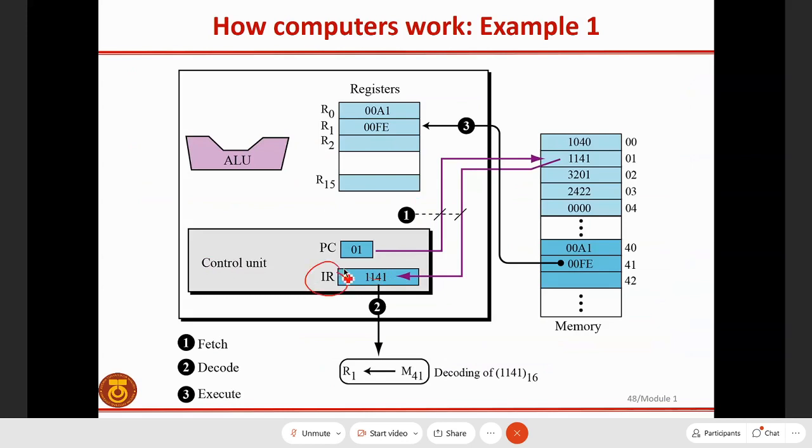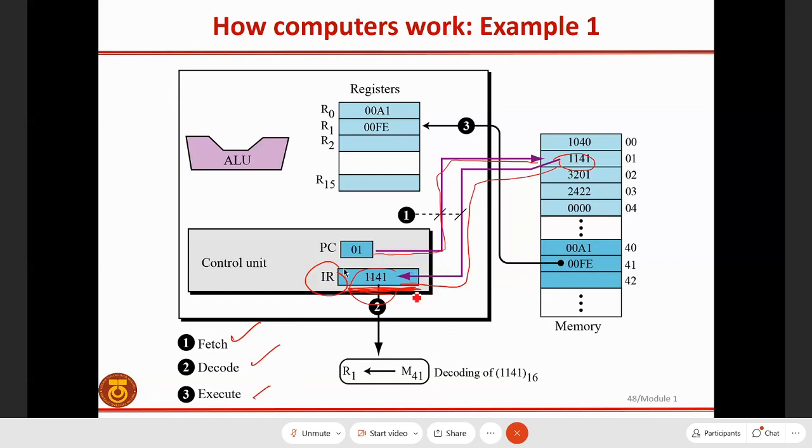Here, the instruction register is where the decode instruction is being done. So first fetch, second decode. After it fetches from the memory, it takes from here, for example, then brings it here, and then it decodes. First it fetches, and then it decodes.